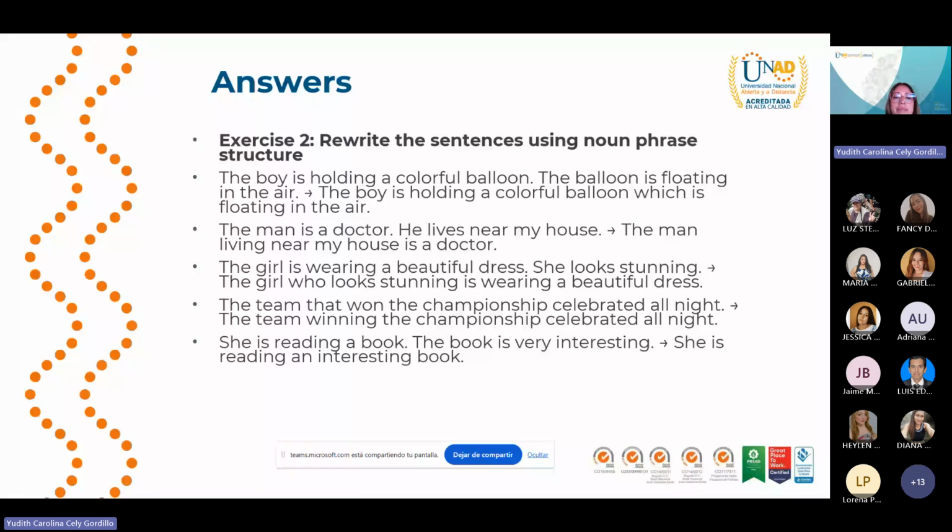Okay, Maria Daniela, you are going to read the statement. The boy is holding a colorful balloon. The balloon is floating in the air. That's all right. This is the first one. You can organize it in those parts. It is no problem if you have another order, but the idea is that you include those parts. In the second, the man is a doctor. He lives near my house. Okay, Fancy, you are going to read the statement.